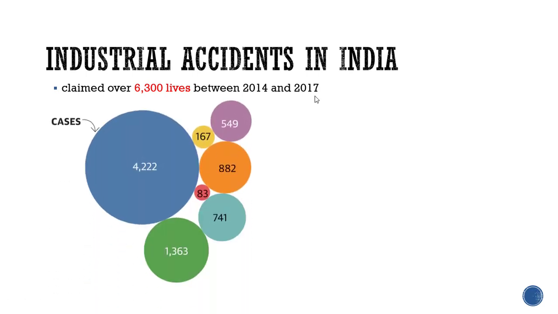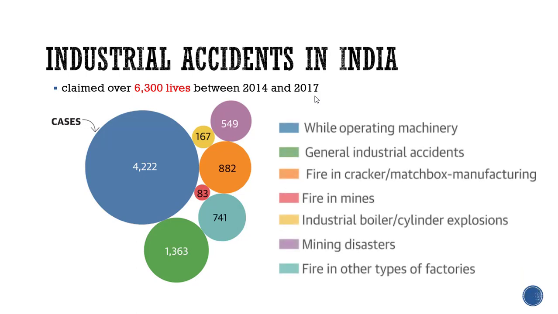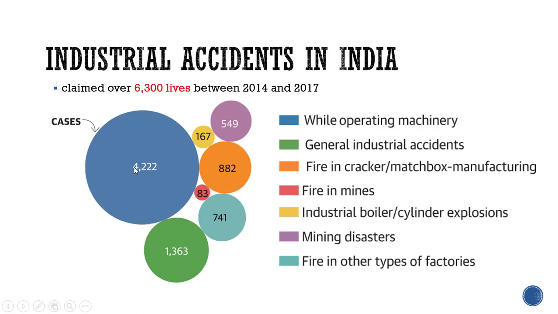Here you can see the kind of distribution. The first, the blue color, represents most of the cases. The accidents happened mostly while operating machinery. The second, shown in green color, is general industrial accidents, something like while lifting weight, or during other activities. The third one represents the accidents which happened in the firecracker industry and matchbox industry.